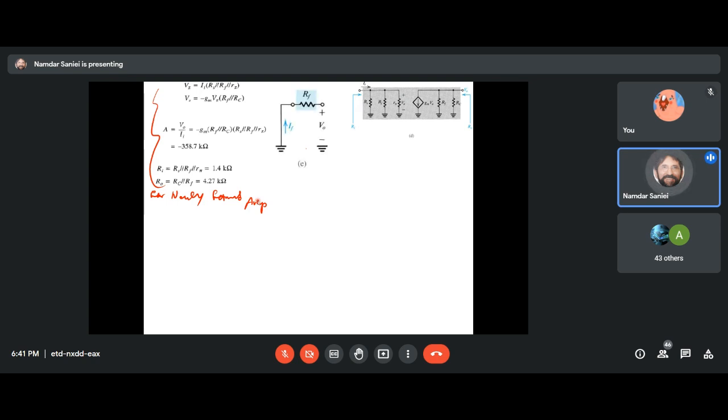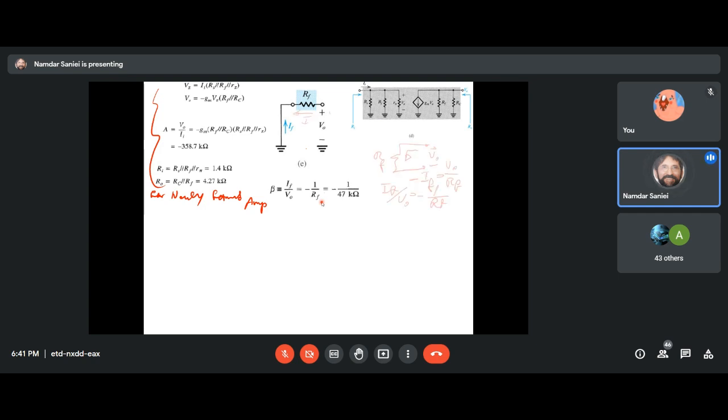If we find the beta, which again comes from the feedback network, which is basically the RF and ground, it's going to be IF over VO, which is basically minus 1 over RF.